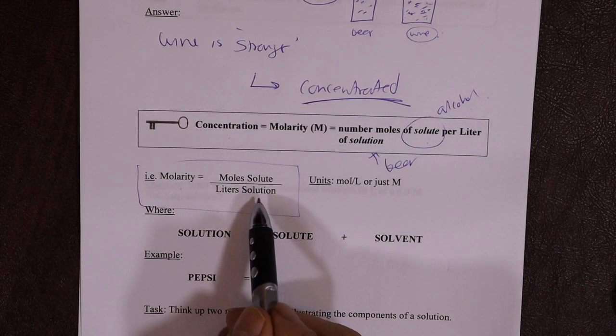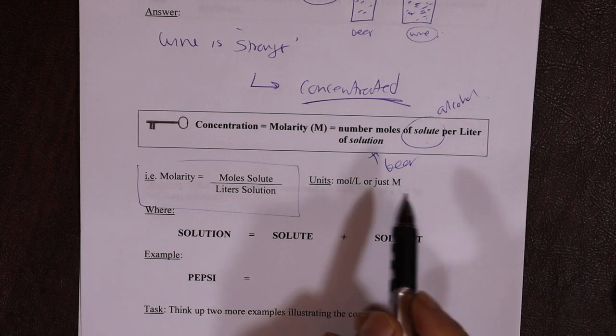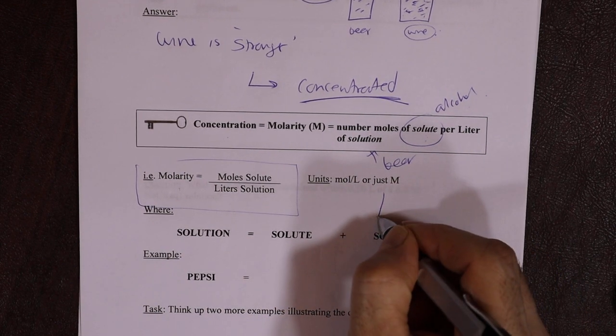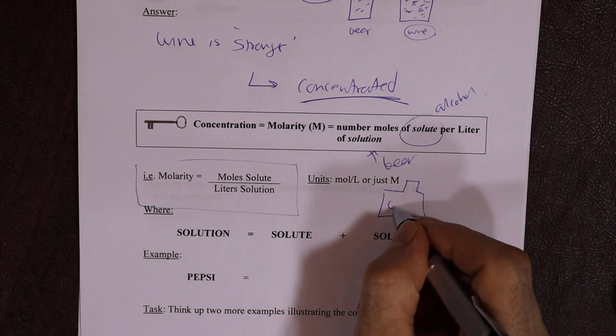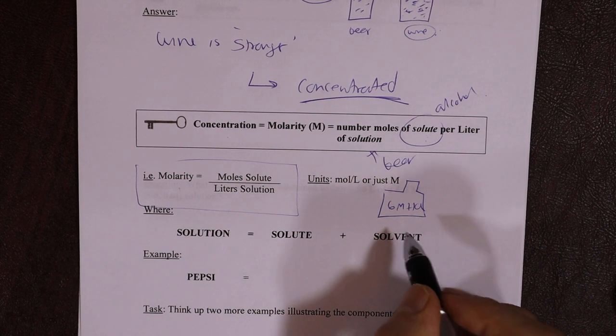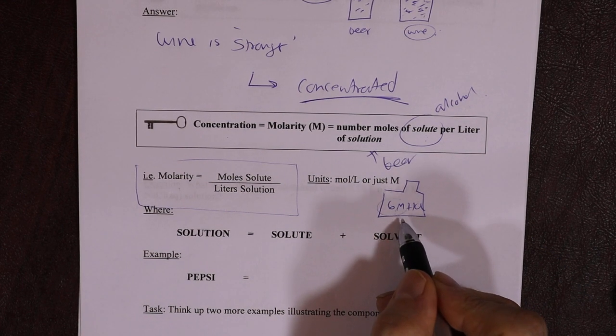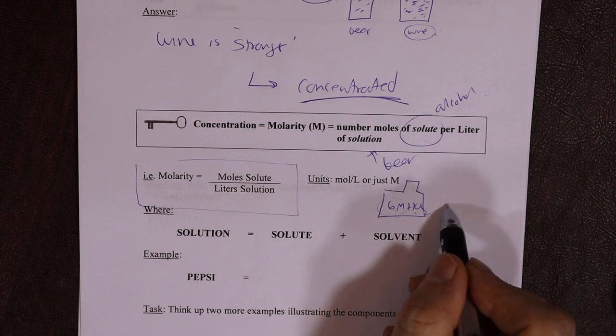In the entire final mixture, and the units are moles in the liter, or just big M. You may have seen in the lab, for example, little bottles with 6M HCl or something. That means 6 moles in 1 liter of final mixture to make that solution.